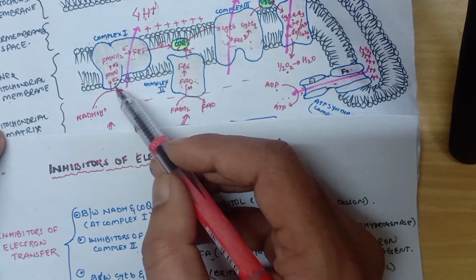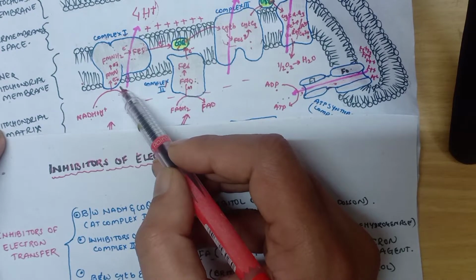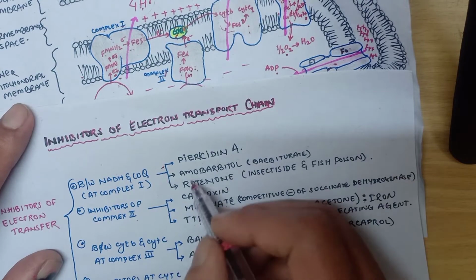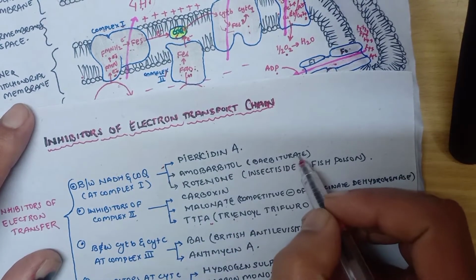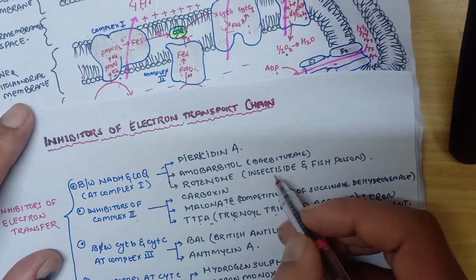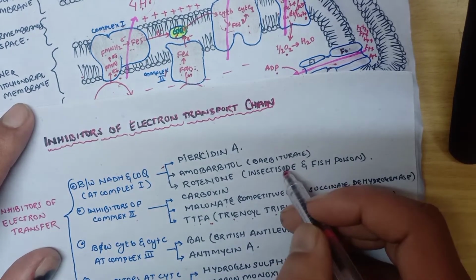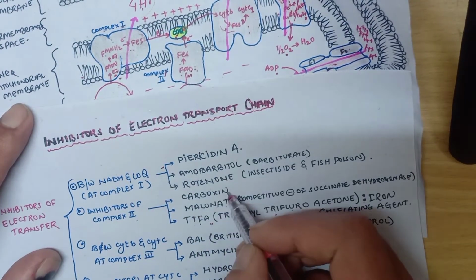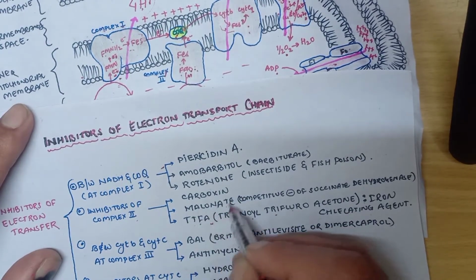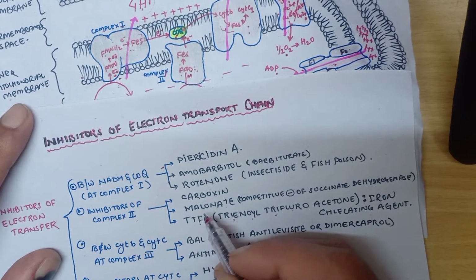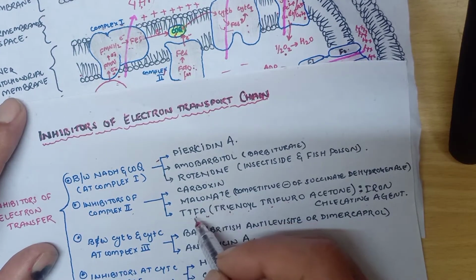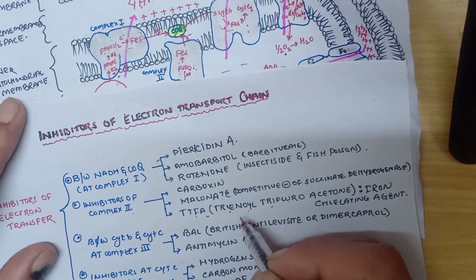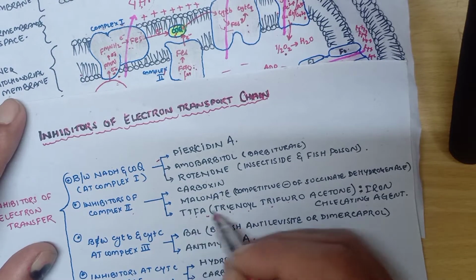The inhibitors of electron transfer at complex 1, between NADH and coenzyme Q, are piericidin A, amobarbital, which is a barbiturate, and rotenone, which is an insecticide and fish poison. And inhibitors of complex 2 are carboxin and malonate. Malonate will competitively inhibit succinate dehydrogenase, and the other one is TTFA, that is thenoyltrifluoroacetone. It is an iron chelating agent.